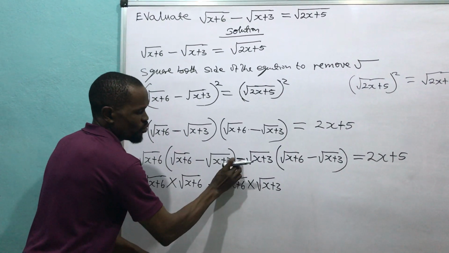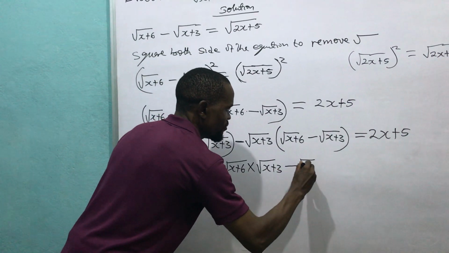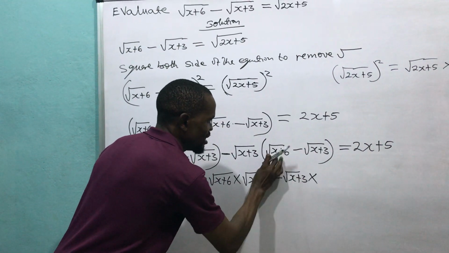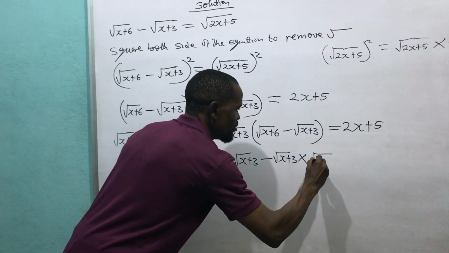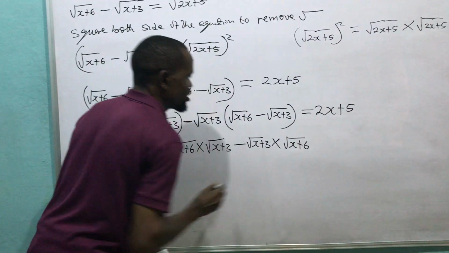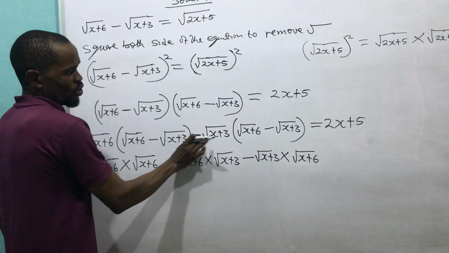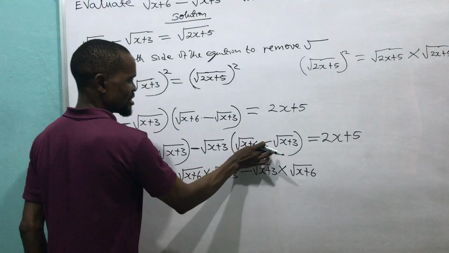Then this one will go with his own, carrying his minus. Minus root of x plus 3 times, who is he dancing? He danced this one, and dancing this one becomes root of x plus 6. He has to deal with this one. This minus is going to dance this one. Look at this minus, minus. This minus dancing this one.